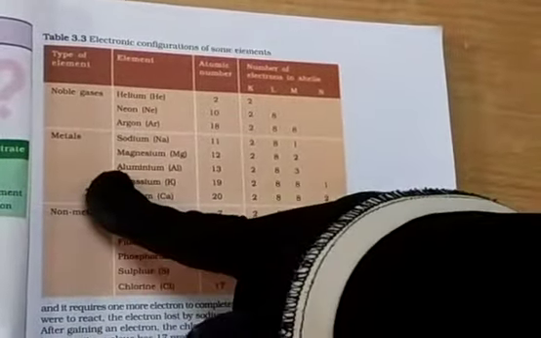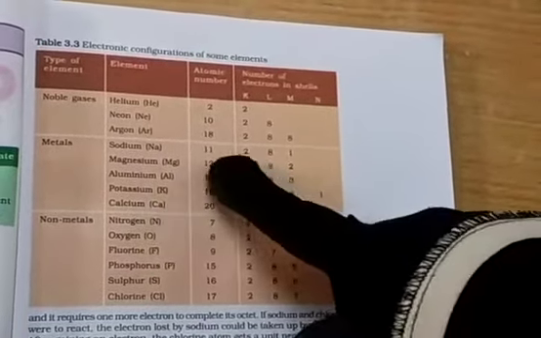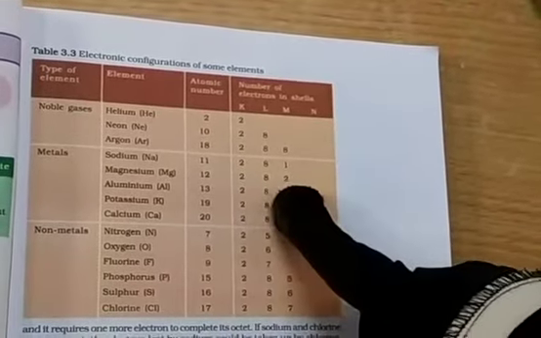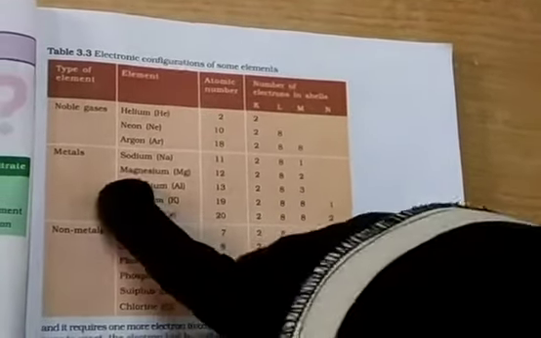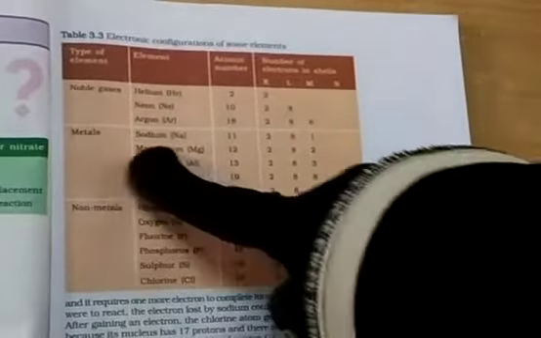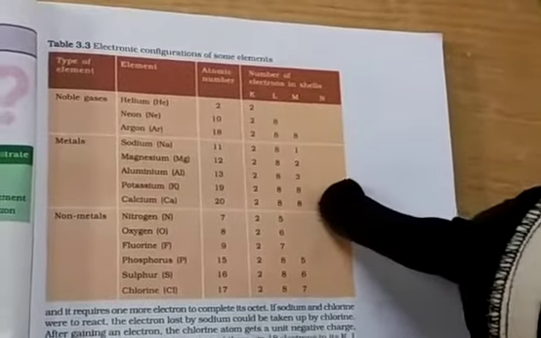Coming to metals here, sodium, magnesium. As I said, sodium has 2, 8, 1, that is, atomic number is 11. Now for magnesium, 12. These metals will give the electrons. Therefore, it will be written as plus. Most of the metals will give the electrons.